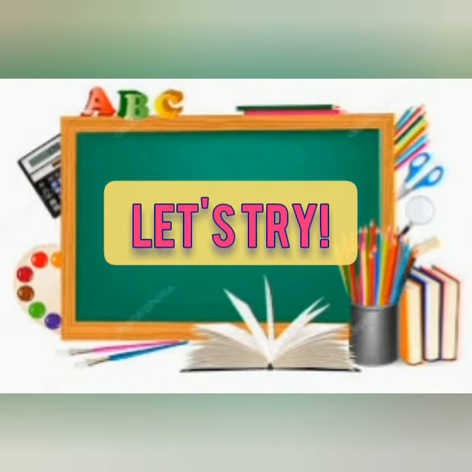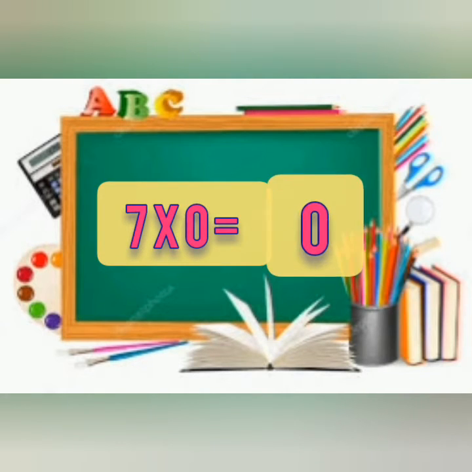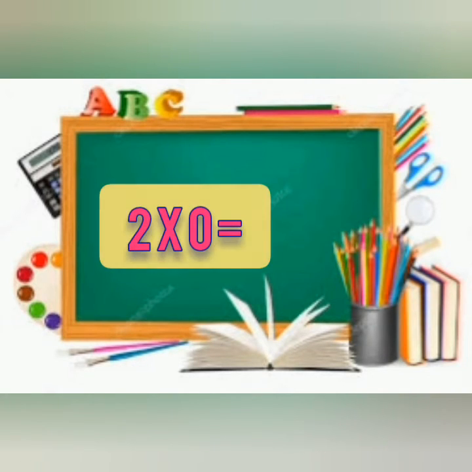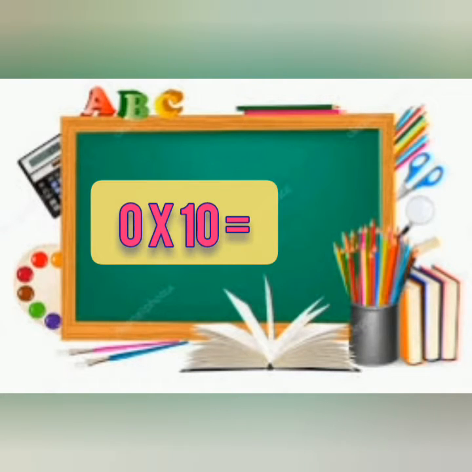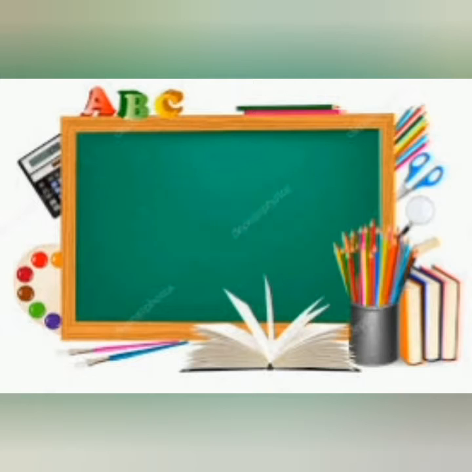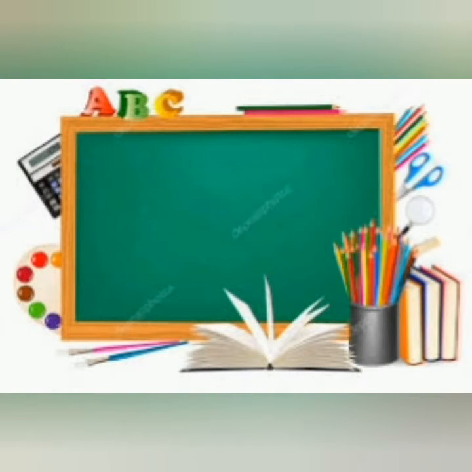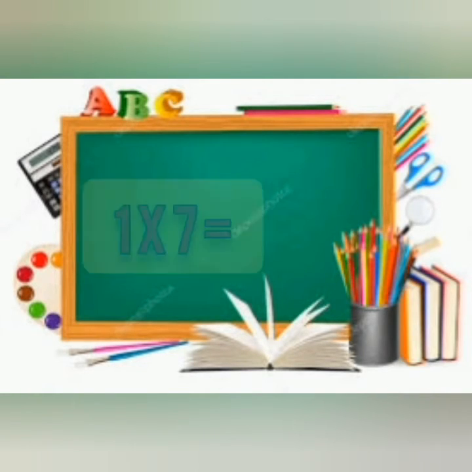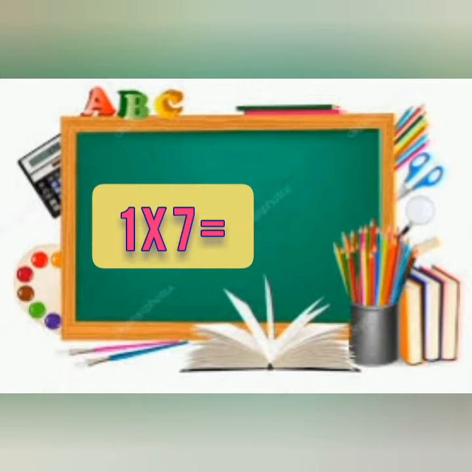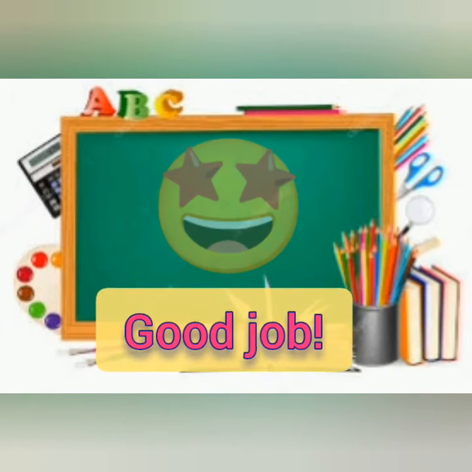Let's try. 7 times 0 equals 0. 2 times 0 equals 0. 0 times 10 equals 0. 3 times 1 equals 3. 5 times 1 equals 5. 1 times 7 equals 7. Good job!